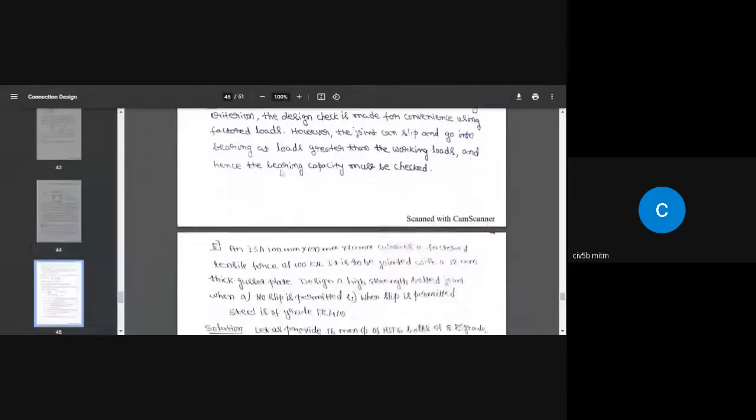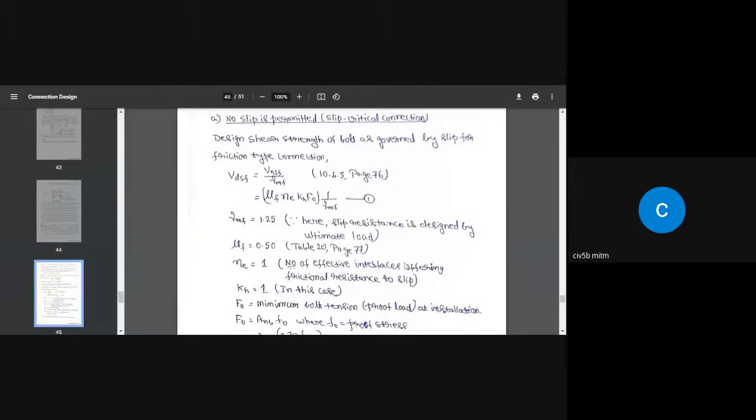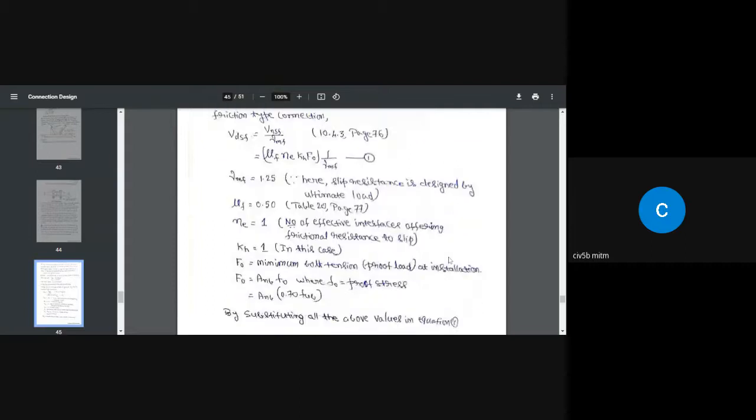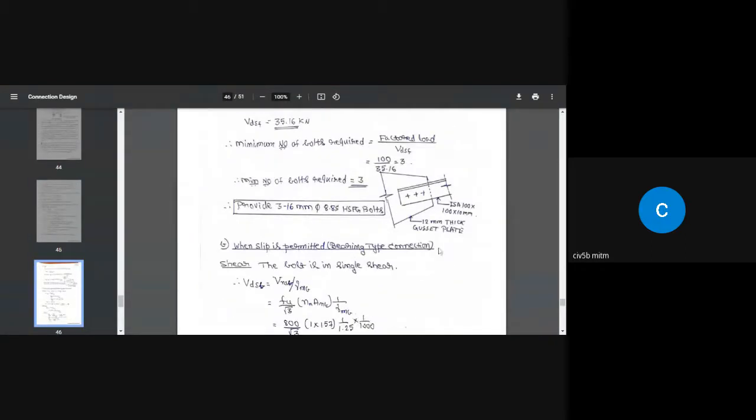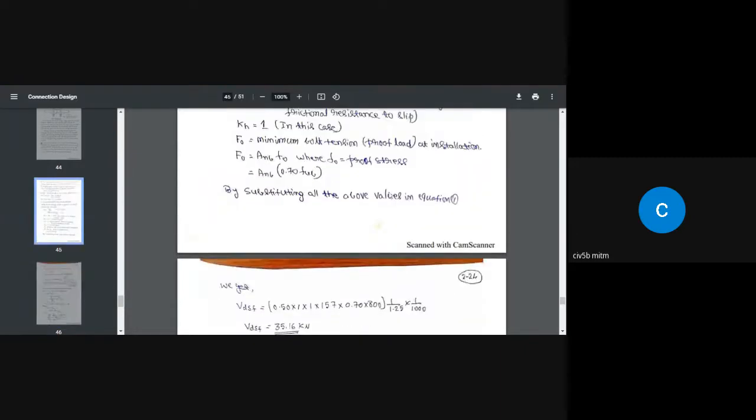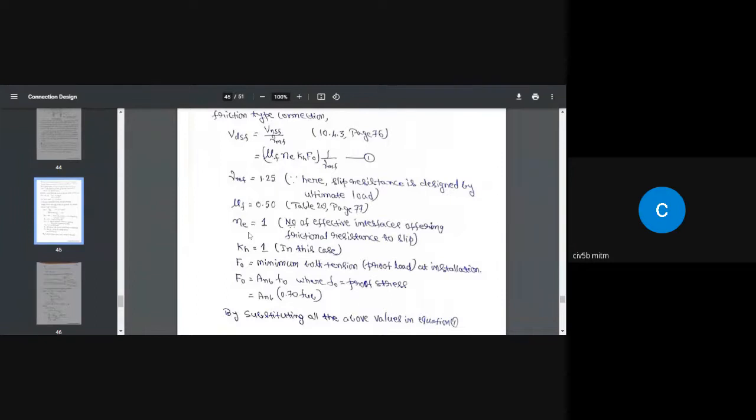But in case of the angle section, because it is connected to a gusset plate, there is going to be only one surface of contact between the angle and the gusset plate. If I go a little bit down, look here. This is the gusset plate and this is the angle. This is one of the legs of the angle, and the other leg is the two lines which are perpendicular to the paper. So there is only one face of the angle in contact with the gusset plate. That is the reason why I have taken Ne equal to 1 here.